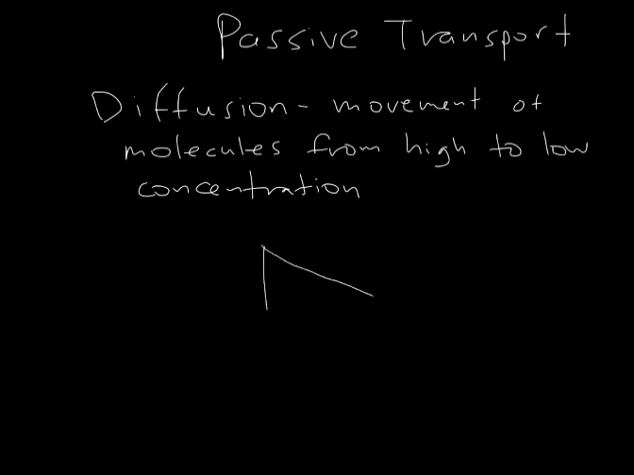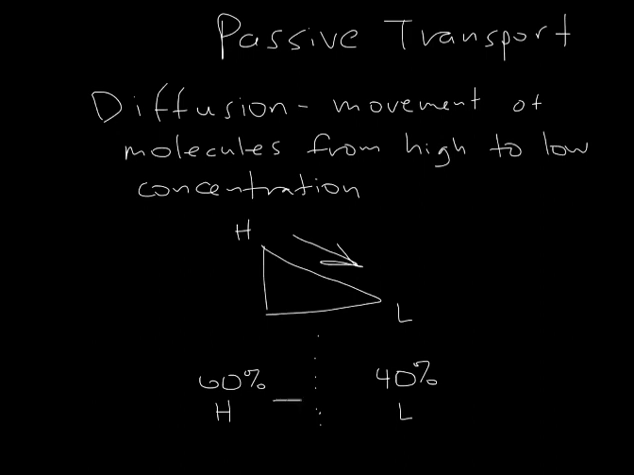This can be demonstrated with an angle here. If there's a high concentration here, or high elevation as a comparison, or low concentration or low elevation, then by natural forces substances move from high to low, whether it's high to low concentration or high to low elevation, by the forces of gravity or diffusion. As an example, in a cell, if we have 60% concentration on one side of this membrane, that would be our high, and 40% on the other side, which would be our low, substances will move from the 60% to the 40%.